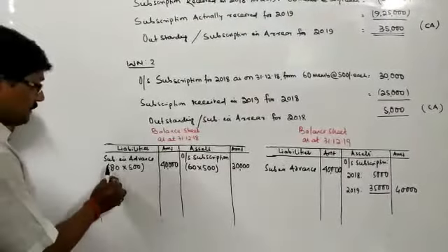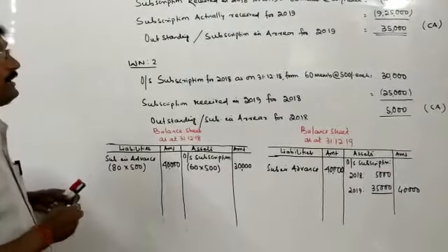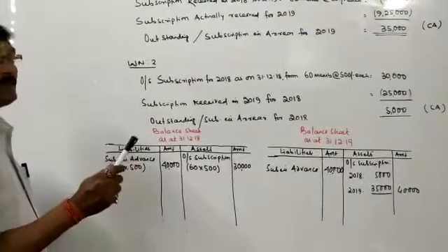So subscription in advance. We know that 80 members paid the subscription of 2019 in the year 2018. So 80 into 500, we have received 40,000 rupees in the year 2018 for 2019. So it is our advance received. That is a liability for us. Similarly, 60 members have not paid.